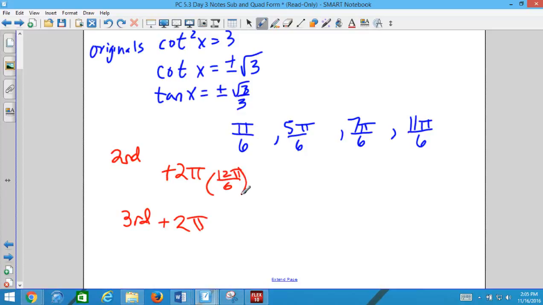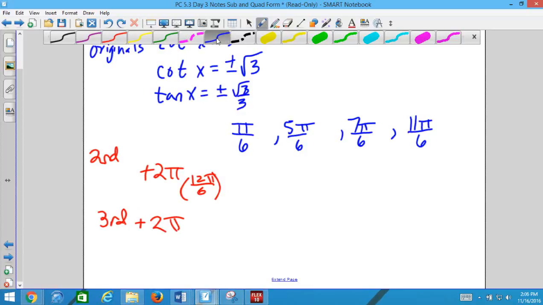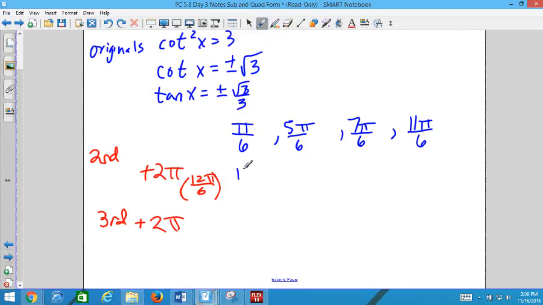It'll be 12 pi over 6. I move it over. I don't leave myself enough room. Okay, so when we add 12 pi over 6 plus 1 pi over 6, we get 13 pi over 6. Then we add 12 plus 5, we get 17 pi over 6. Then we add 12 plus 7, we get 19 pi over 6. We add 12 plus 11, we get 23 pi over 6.